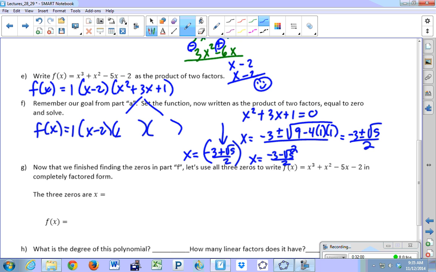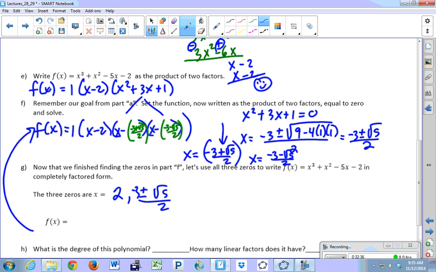So its partner looks exactly the same, except I have a subtraction sign. So this becomes x take away, and now I use parentheses in here, (-3 plus the square root of 5)/2, and x take away (-3 minus the square root of 5)/2. Now I'm done. I've completely factored that. So the 3 zeros are 2 and -3 plus and minus the square root of 5 over 2. There are my 3 zeros, and here it is completely factored.